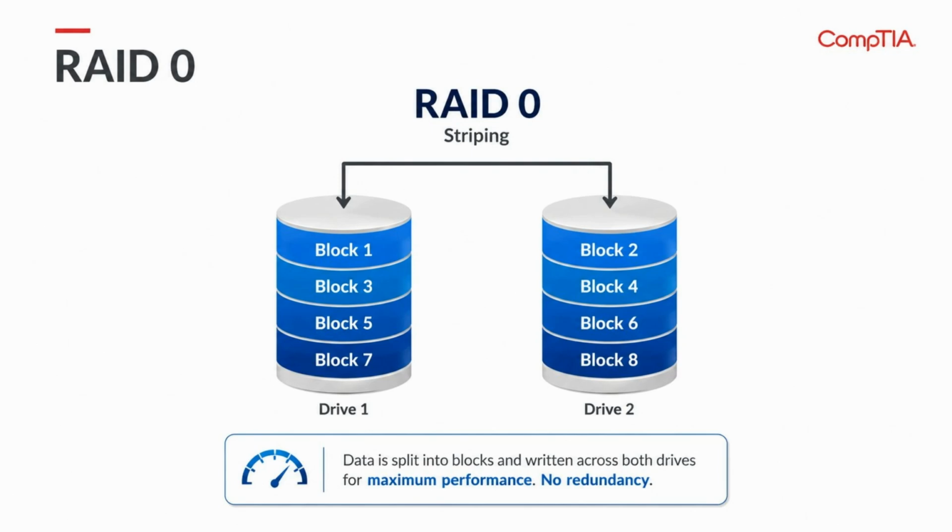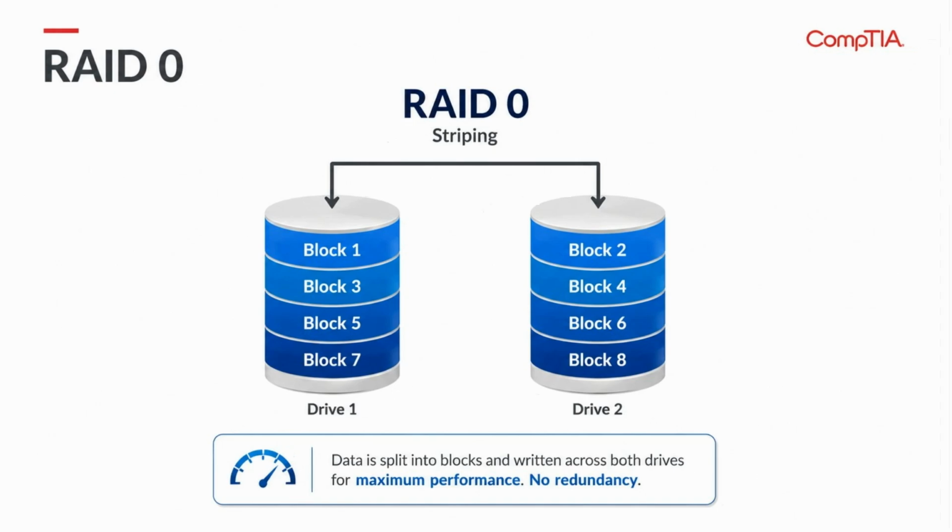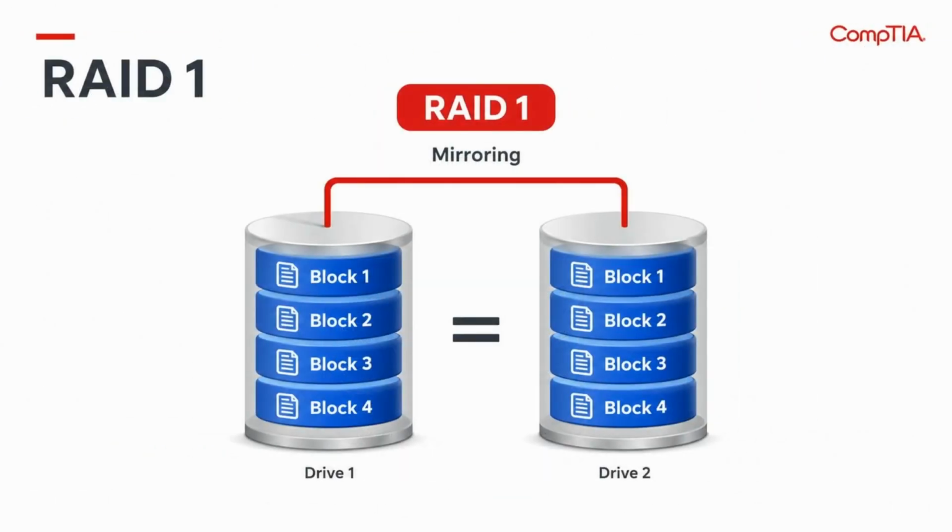In RAID 0, data is split into blocks and striped across drives. This maximizes speed but provides no redundancy, so one drive failure results in total data loss. RAID 1 uses mirroring. Each drive contains an identical copy of the data. If one drive fails, the data remains safely accessible on the secondary drive.